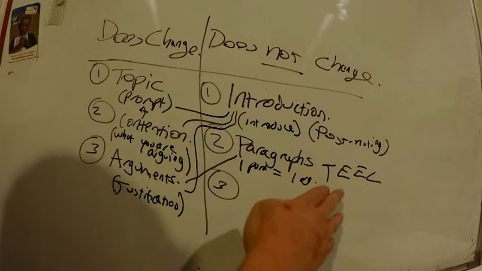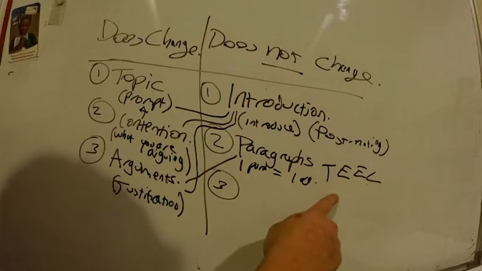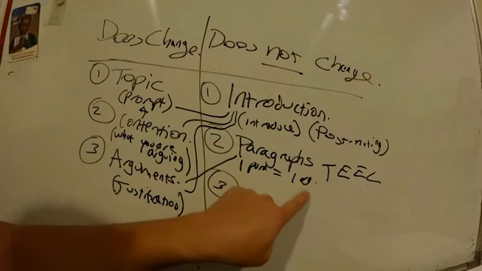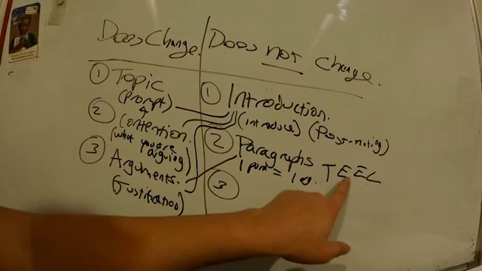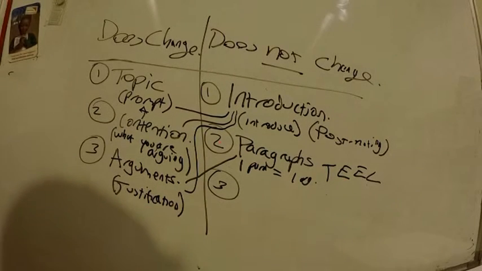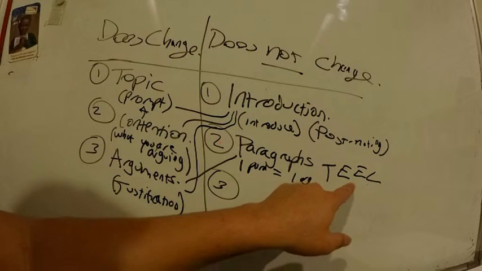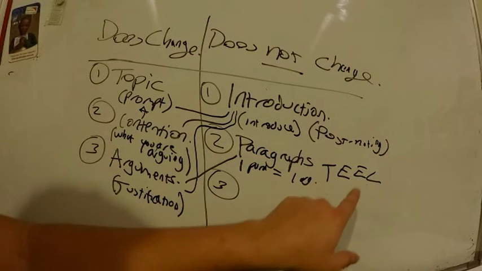But what does teal represent? Topic sentence. Okay, so you know what a topic sentence is? It's your very first sentence in the paragraph, and it's saying, this is what my one argument is, right? This is what I'm saying in the paragraph. Evidence, okay, or explanation. It could be evidence or explanation. You could swap these around, but we'll start with evidence.